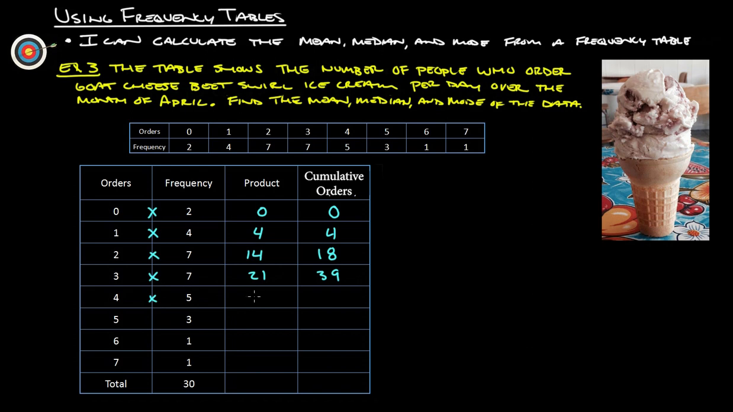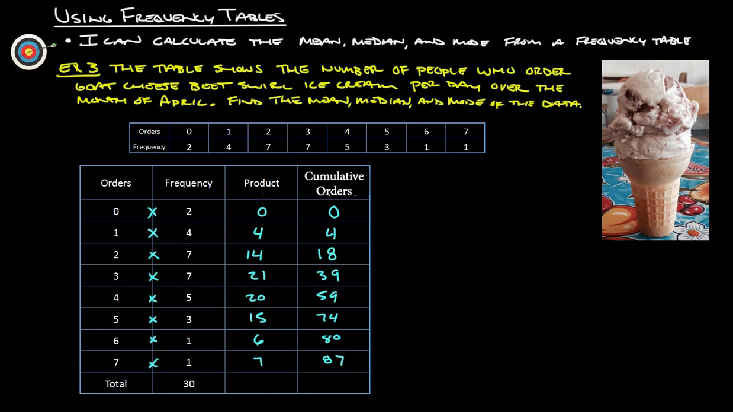Oops. So add that to 39, and that is now 59. 5 times 3 is 15. So 59 and 15 is what? 74. Yeah, 74. 6 times 1 is 6, so I add 6 more to that, and that is 80. And then 7 times 1 is 7, so now we are at 87. There's a total of 30 frequency because there's 30 days in April.